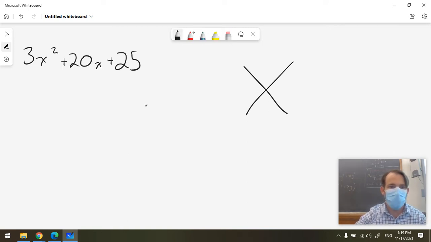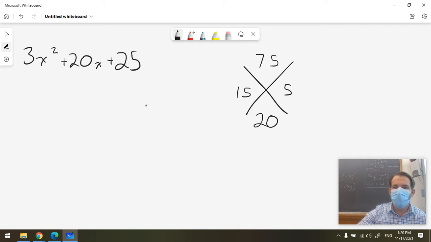Okay, so I take 3 times 25. Some of you call this the hat method. Put that there, 75. And then down here, 20. Okay, they're all positive. Now I'm looking for numbers that multiply to 75 and add to 20. What could those be? Let's see. 75 could be 3 times 25. That doesn't work. 75 could be 15 times 5. That works. 15 and 5.